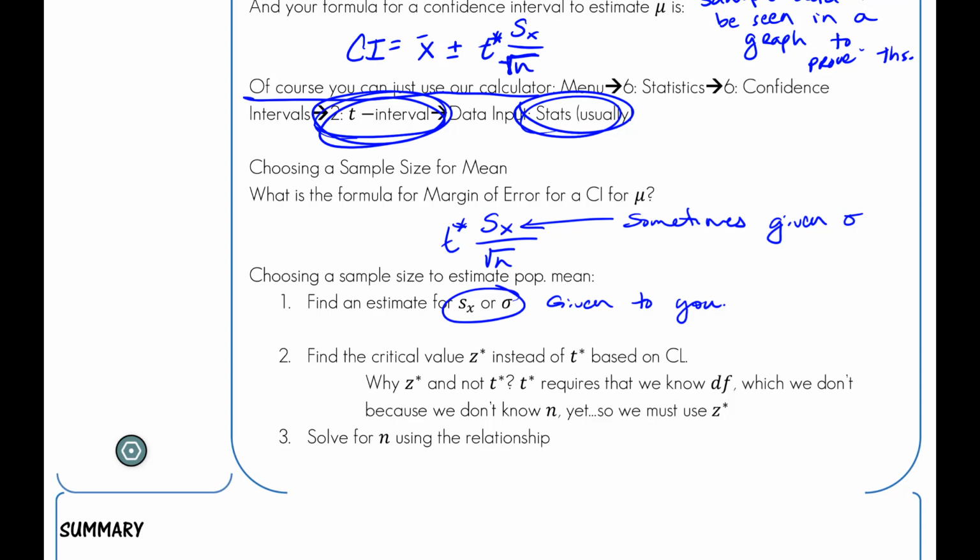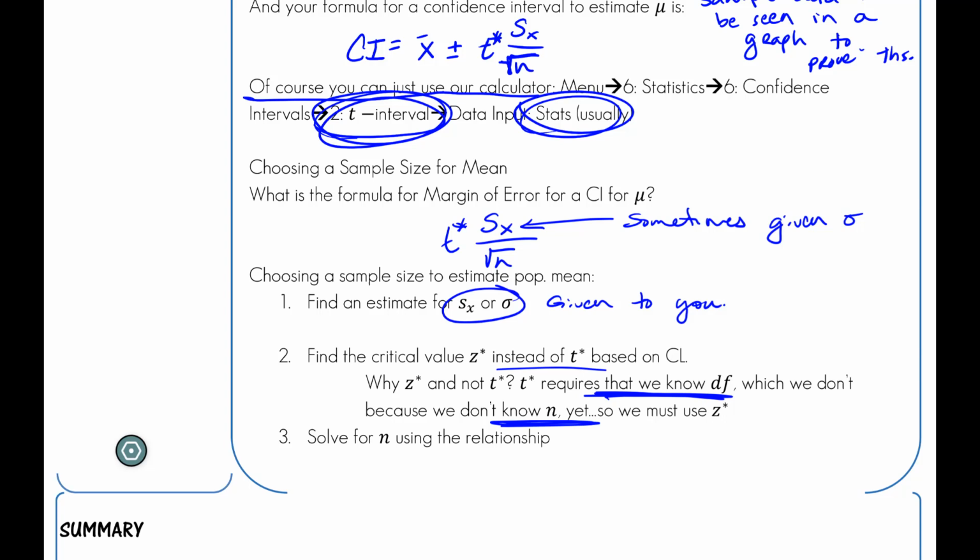And I think, wait, I thought I was supposed to use t star. Well, we don't use t star, because think about why not. Why use z star instead of t star? Because t star requires that we know the degrees of freedom. We don't know what the degrees of freedom is because we don't know what n is yet. That's the whole point. So we must use z star.